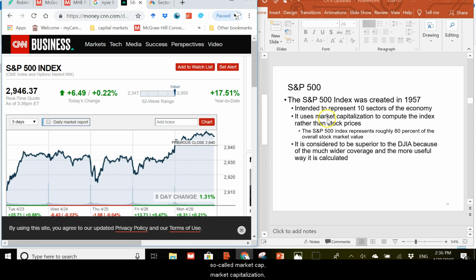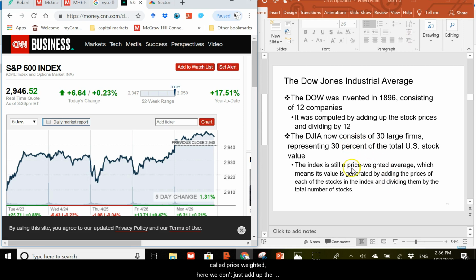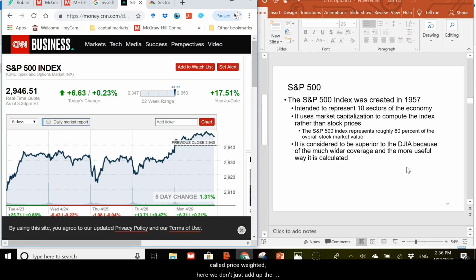It's actually using the so-called market capitalization to compute the index other than just using the stock prices. So remember, the Dow was a so-called price-weighted average. Here, we don't just add up the prices of the 500 stocks and divide by 500. Instead, we add up the market value of all these stocks. And that is more reasonable than the price-weighted average because the market value of the company depends on not just the stock price, but also the number of stocks outstanding in the market.